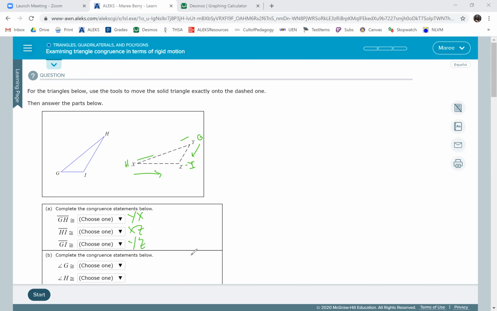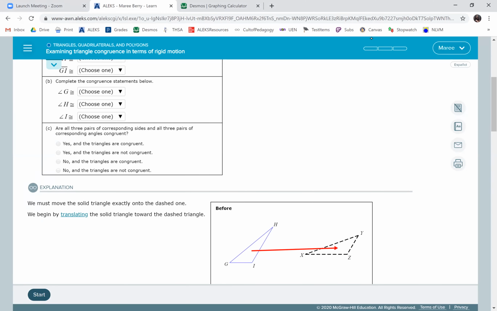And then you're going to choose the congruent statements for the angles. So with angle G, it's going to be angle Y. You're going to type that in there. H is going to go with X, and then I will go with Z. Okay, so we'll scroll down a little bit, see what else they ask. Are all three pairs of corresponding sides and all three pairs of corresponding angles congruent? They will be if when you translate the figure, it matches right up. So yes, they're going to be congruent. So we would type the yes.